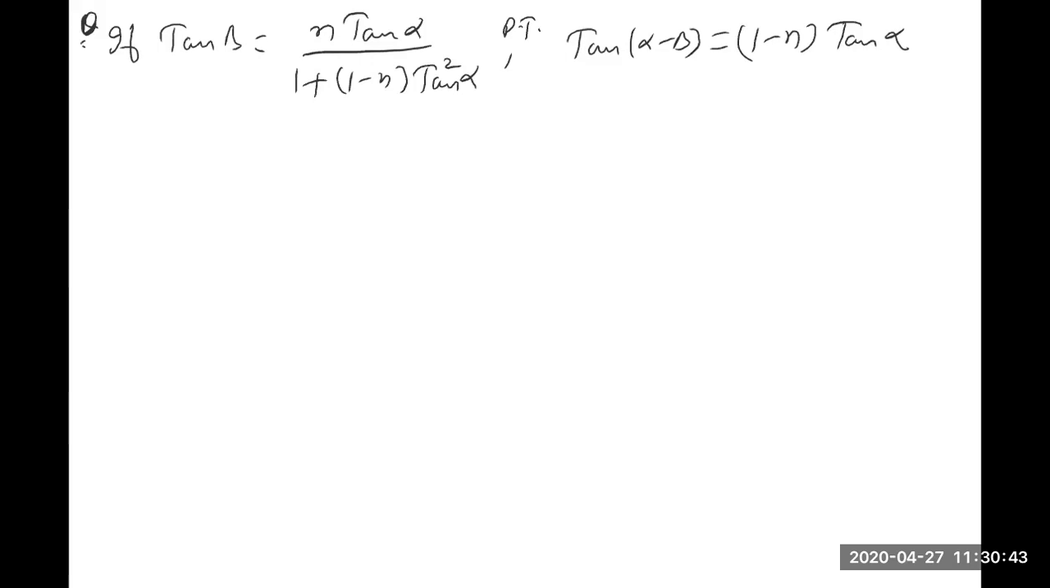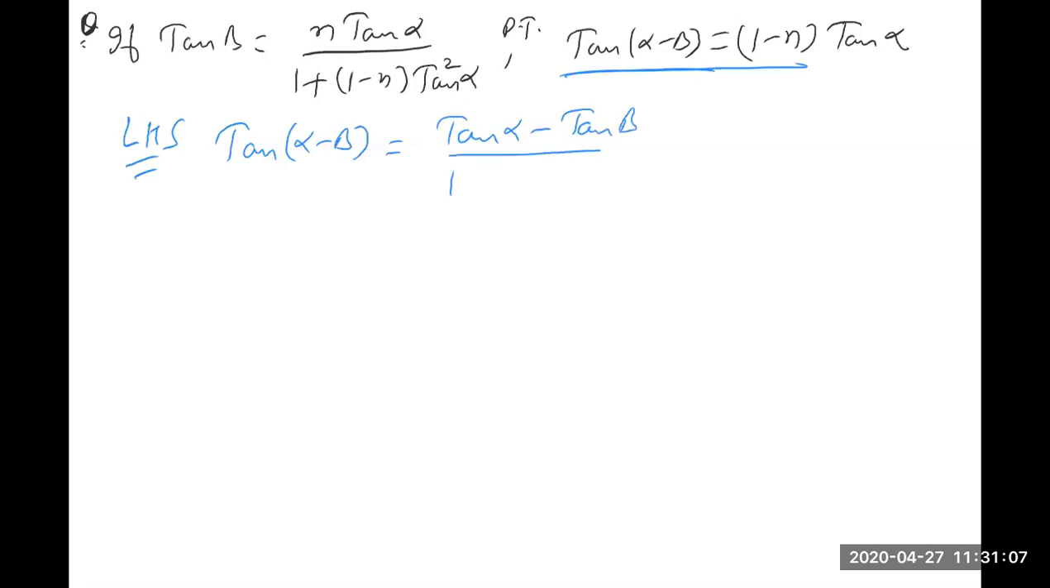Very good. Ayush is doing very fast. So just expand this, start from the left hand side. Ayush is also done. Very good. Left hand side, tan(alpha minus beta) is equal to (tan alpha minus tan beta) upon (1 plus tan alpha tan beta). Put the value of tan beta here in all this. Prakhar has also done. Very good.